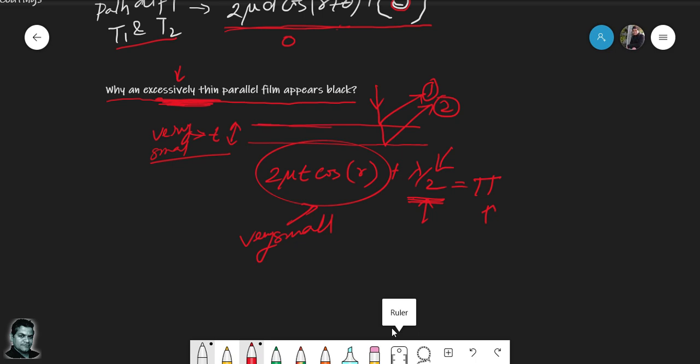So here, in case of an excessively thin parallel film, that means when the thickness of the parallel film is very, very small, then for the reflected light, destructive interference occurs, and you see no light is coming out of this thin film, and that's why it appears dark. So that's our second question.